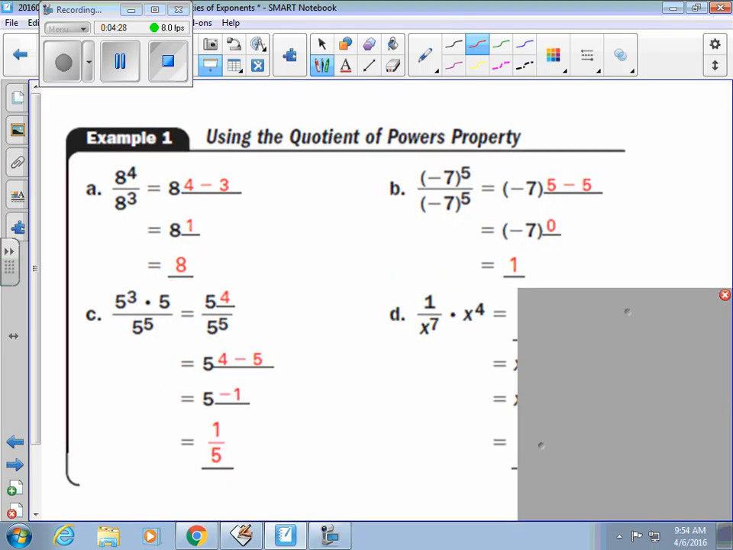This one says 1 over x to the 7th times x to the 4th. You're going to multiply straight across. To get 1 times x to the 4th is simply x to the 4th over x to the 7th.